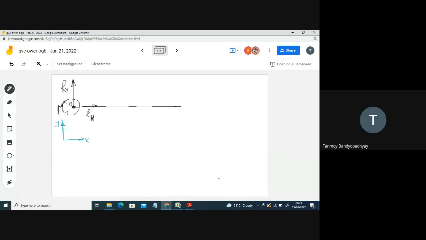So why is there a reaction? There is a reaction because the body is constrained to move. Since the body is constrained to move, it will set up reaction forces. Similarly, since it is also constrained to rotate, you will have a constant moment.